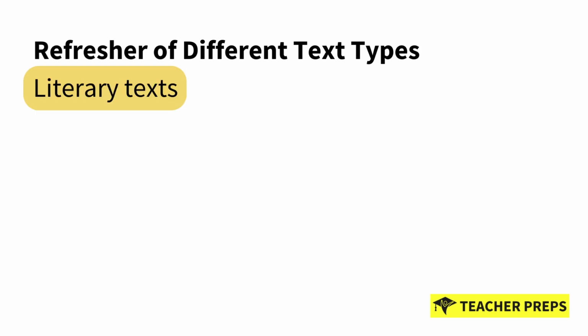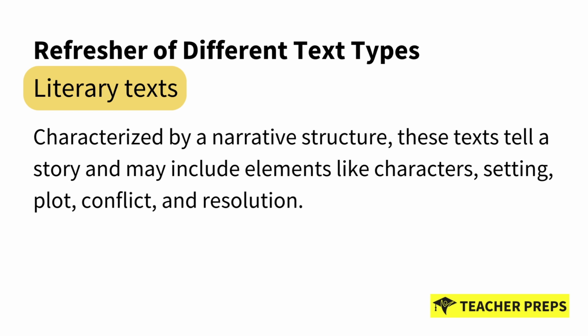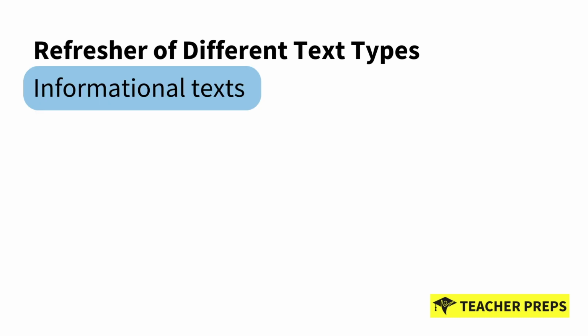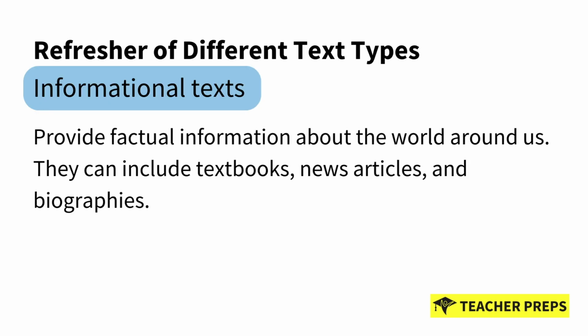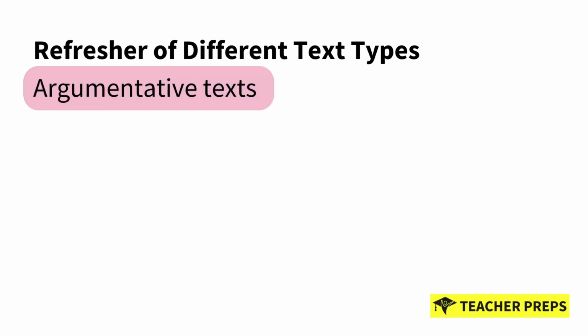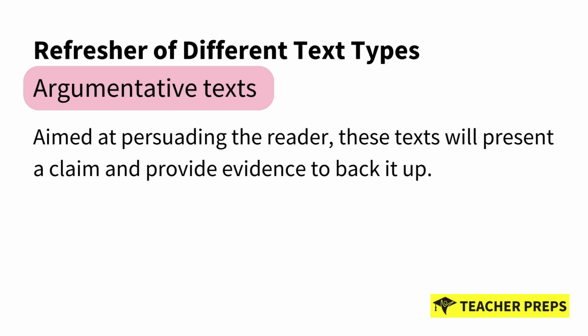Let's begin with literary texts. These are often characterized by a narrative structure. These texts tell a story and may include elements like characters, settings, plot, conflict, and resolution. Next, we have informational texts. These texts provide factual information about the world around us. They can include textbooks, news articles, and biographies. Finally, we have argumentative texts, and these are aimed at persuading the reader. These texts will present a claim and provide evidence to back it up.